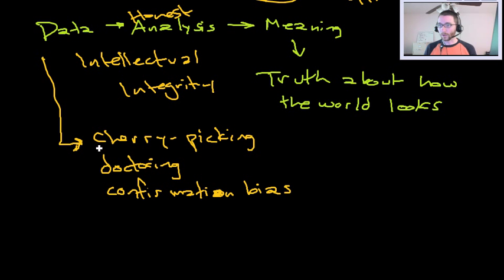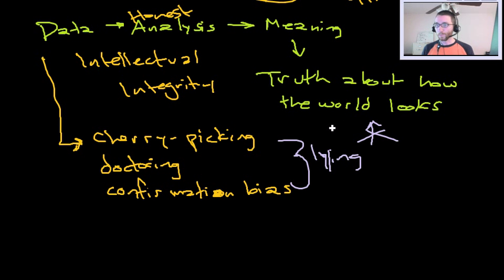There's another name for all this stuff, right? That name is lying. And when you lie, you can't get the truth about how the world looks. In some cases, this is bad because it misleads your customers. In many cases, it's bad because you're not going to get the right answer. You're going to get the wrong answer. You can make bad decisions. But it's also bad just because it's bad, right?